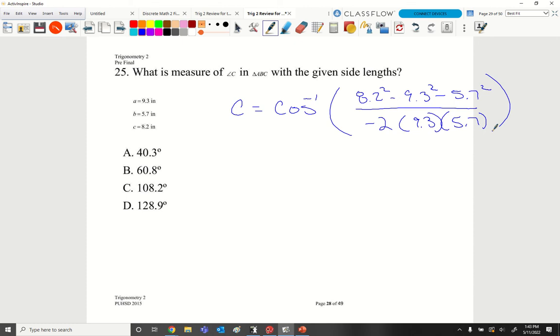Actually plugging this into the calculator is going to help you out. Writing it down, one of the biggest issues my previous classes have been having is not putting it in the calculator correctly.